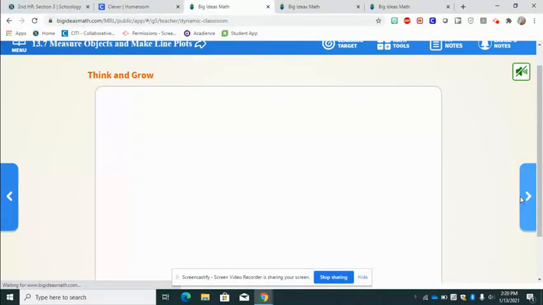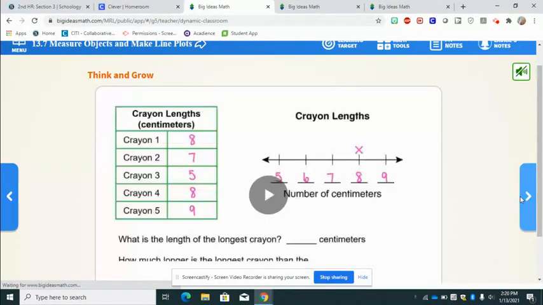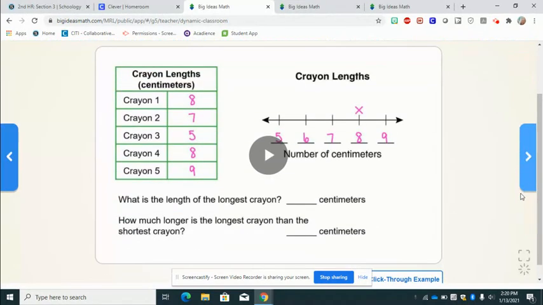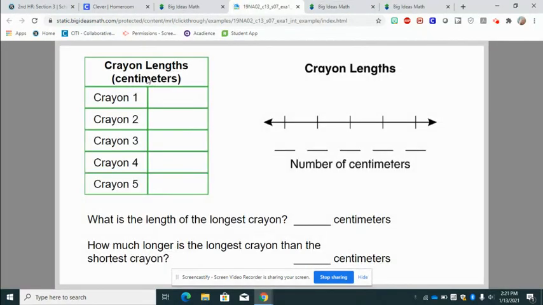Okay, now we're going to do our Think and Grow activity, which is on page 650 in your math books. We're going to be looking at crayon lengths. And they're going to be measured in centimeters. Crayon 1 is 8 centimeters. Crayon 2 would be 7 centimeters. Crayon 3 is 5 centimeters. Crayon 4 was measured at 8 centimeters, and crayon 5 was measured at 9 centimeters.